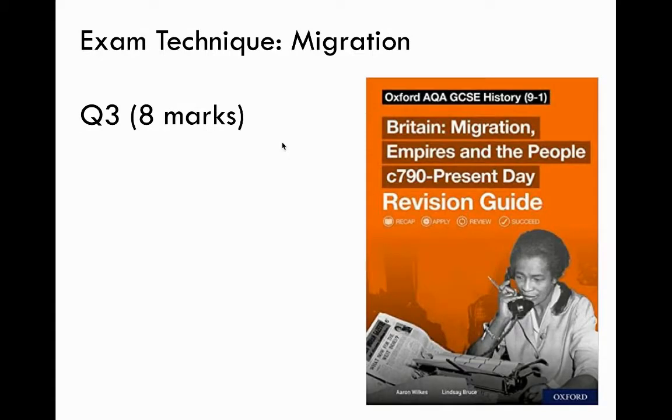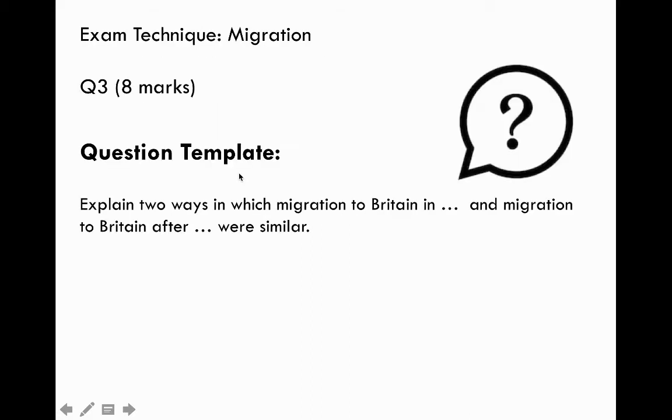As you know, question 3 is 8 marks and it is one of 4 questions on the migration paper. The question template will look something like one of these. Explain 2 ways in which migration to Britain in and migration to Britain after was similar.